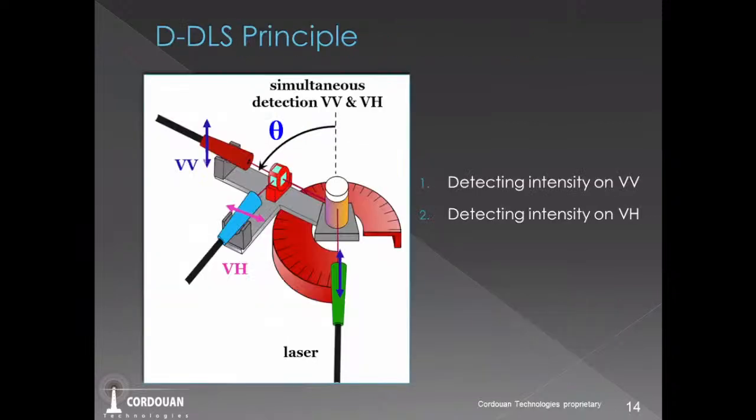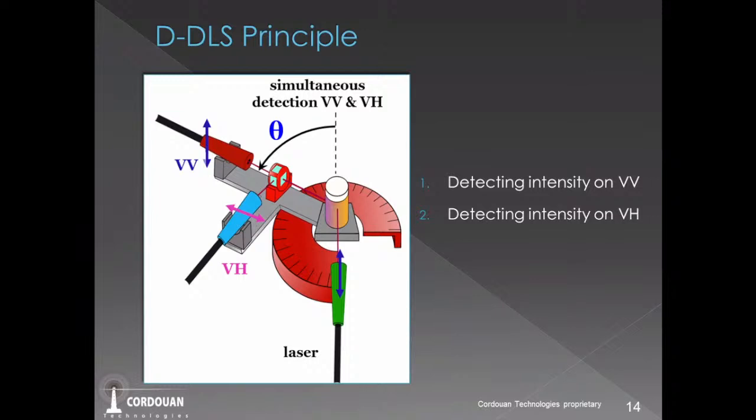So what we are doing first, we are sending... D-DLS means depolarized dynamic light scattering, which is not a very good name because it's not depolarized. In fact, it's much more than polarized because we are using very polarized light in order to do the detection. So depolarized is just saying that we are looking into another polarization mode.